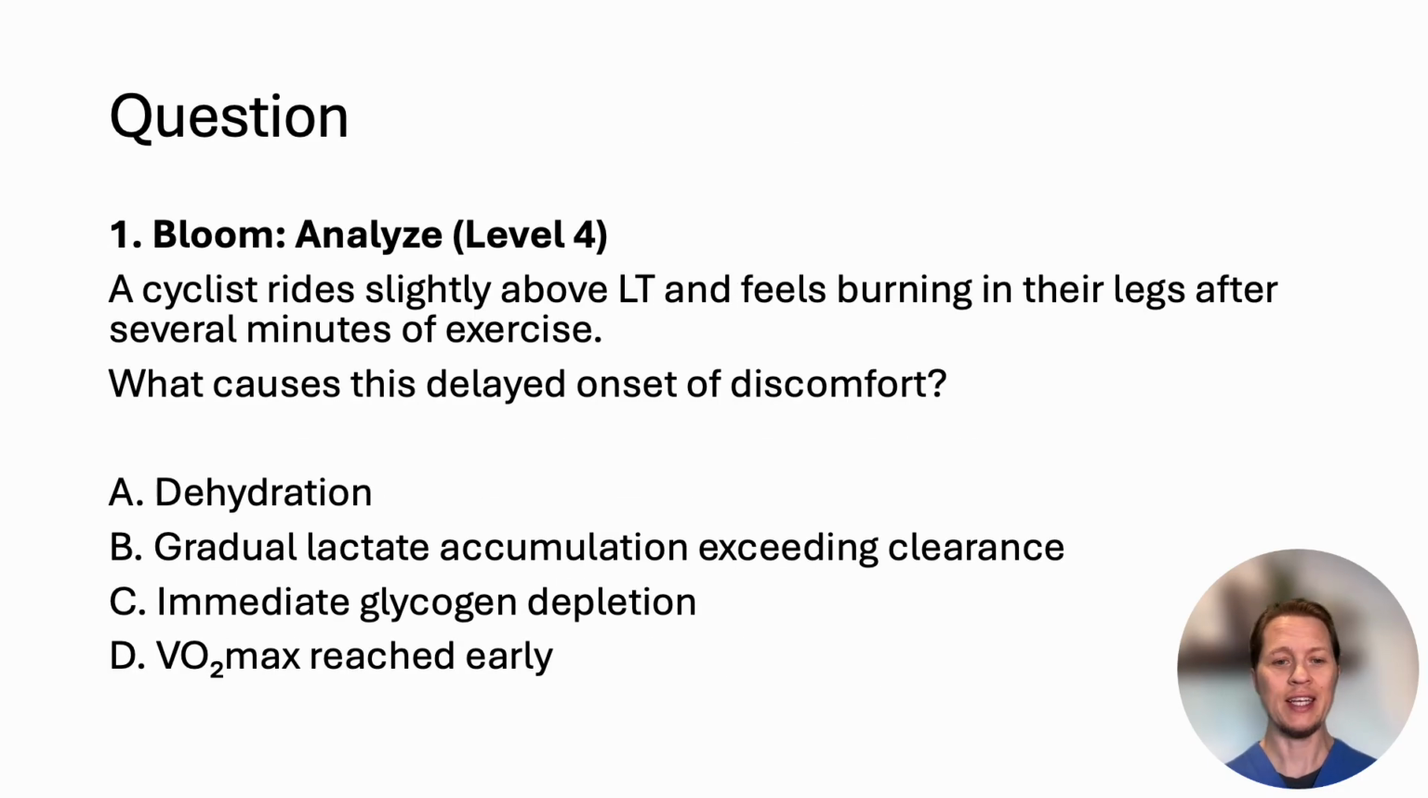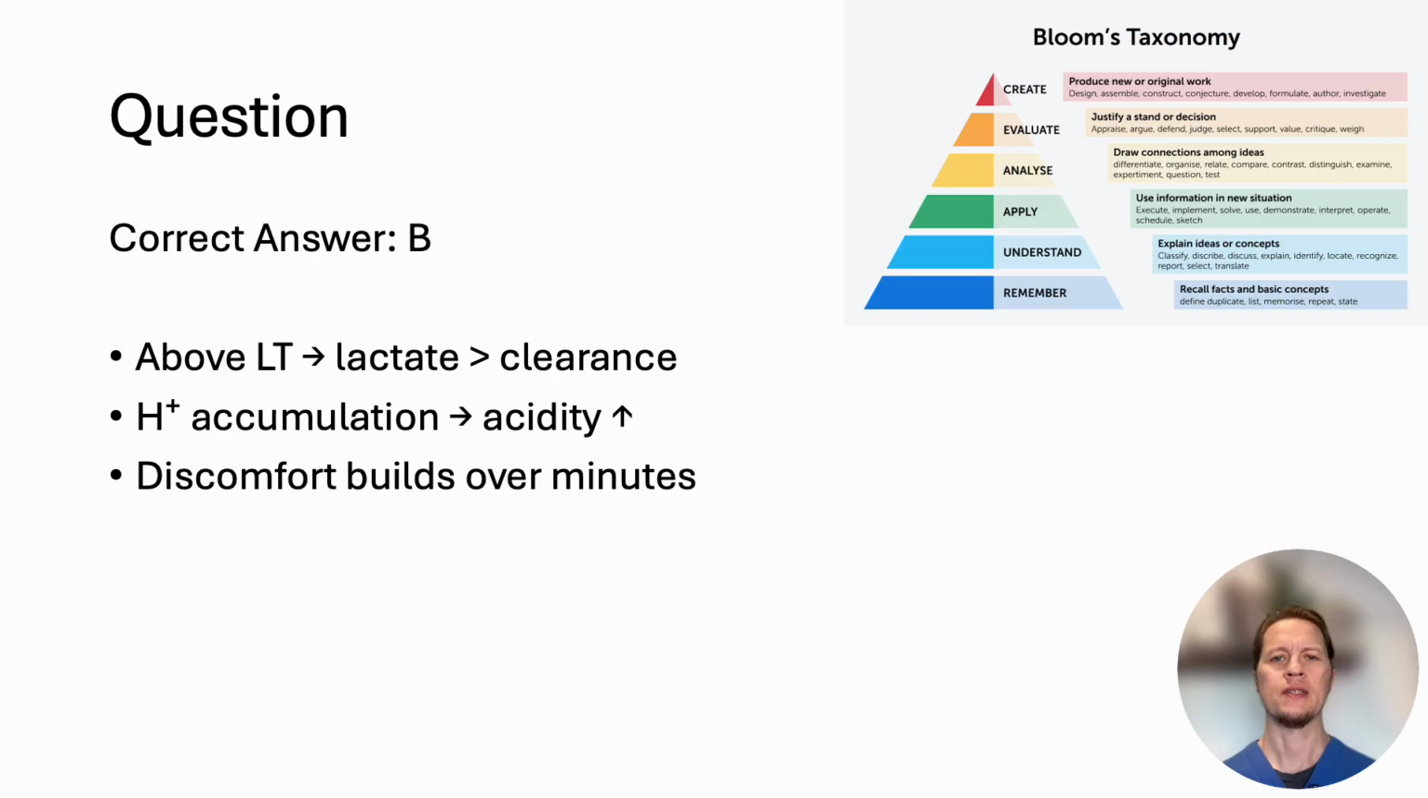All right, so let's get going here. Question 1. This is right up to an analyze level 4 question. A cyclist rides slightly above lactate threshold and feels burning in their legs after several minutes of onset of exercise. What causes this delayed onset of discomfort? Is it A, dehydration, B, gradual lactate accumulation exceeding the clearance, C, immediate glycogen depletion, or D, VO2 max reached early? Some of this may feel a little familiar to last week's questions, and the answer here is B.